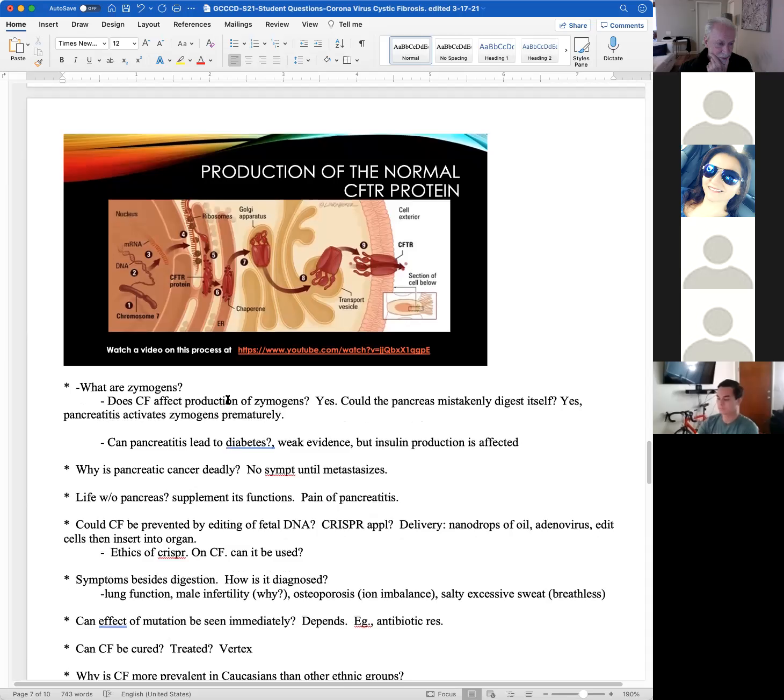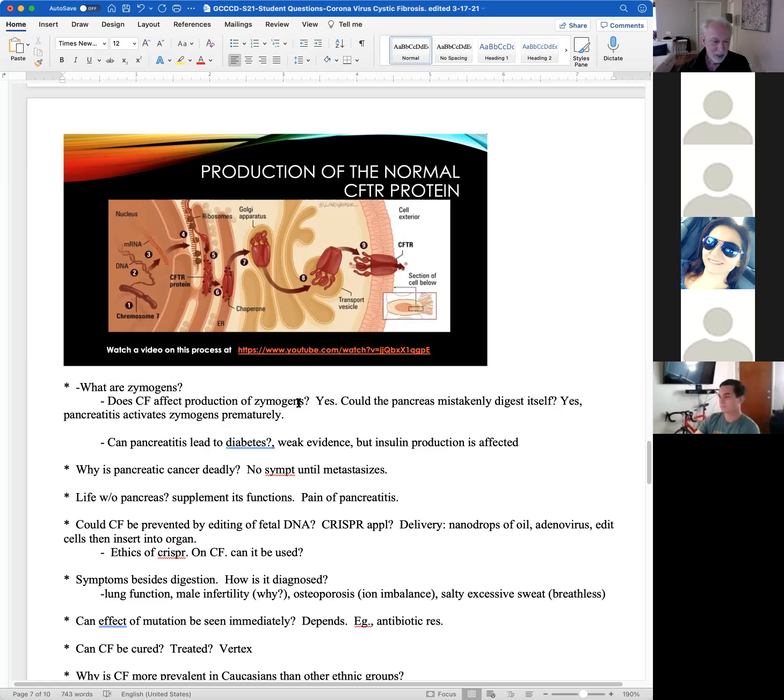Okay, there were a number of questions about zymogens. What is a zymogen? Anyone? It's an inactive enzyme. Yes, it's an inactive form of an enzyme. Does cystic fibrosis affect the production of zymogens? And the answer is yes, it does. It causes zymogens to activate prematurely before they leave the pancreas.